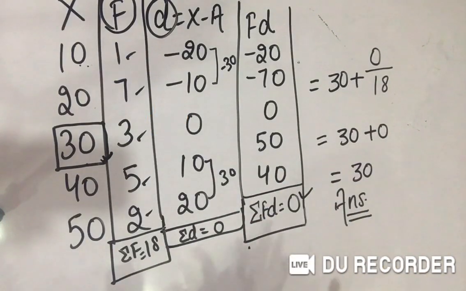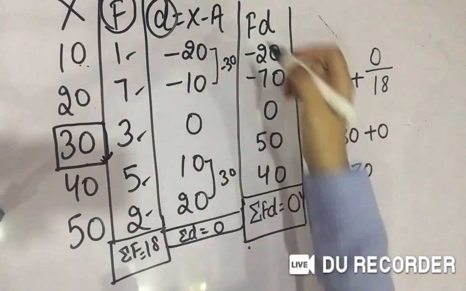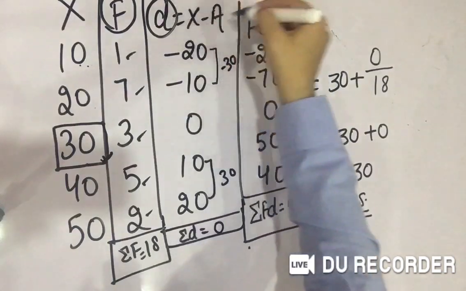So this is the method to calculate the mean by using shortcut and that shortcut is by assuming some value.